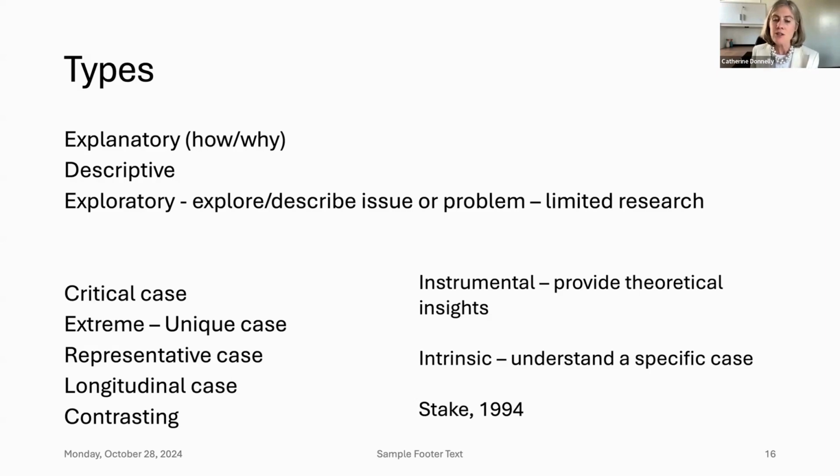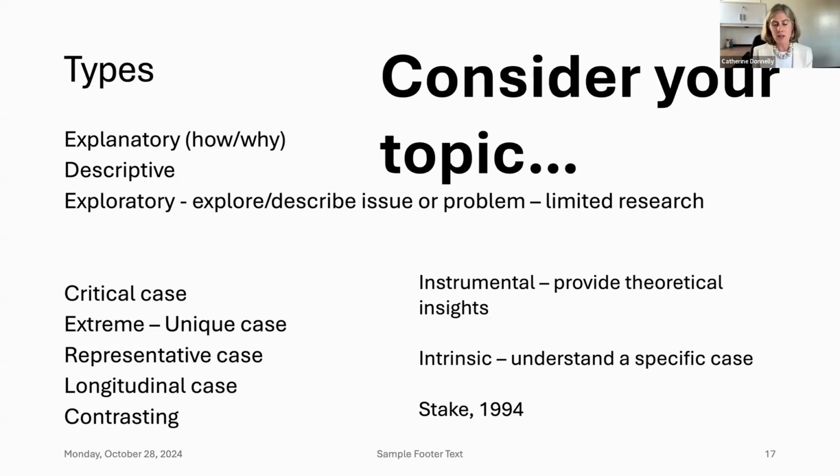I've put Stake here. He uses different words. He uses instrumental and intrinsic case. So again, it's about picking your methodologist and working along their terminology. When you consider your topic, I would say Jordan is probably using representative cases for the most part. He's probably got a range of different primary care clinics, but for the most part, they're fairly representative of team-based primary care. They're not necessarily extreme or unique.